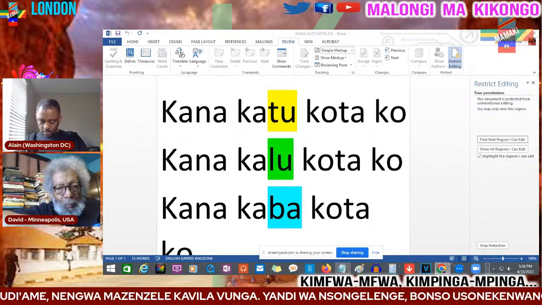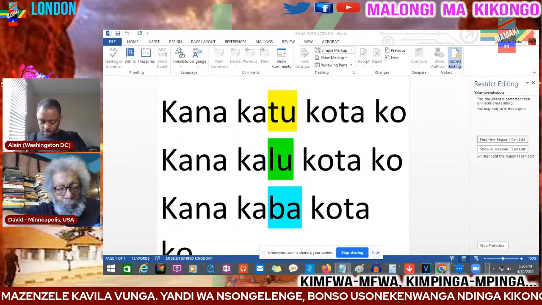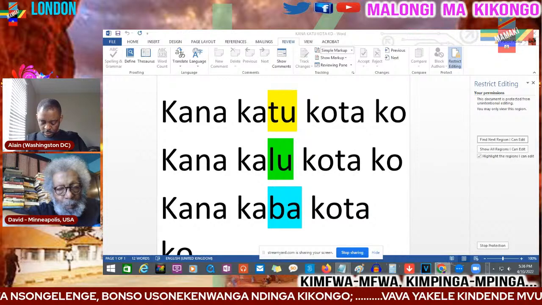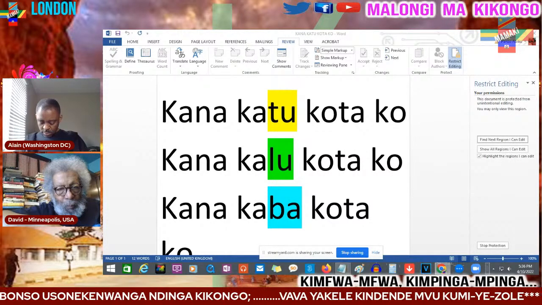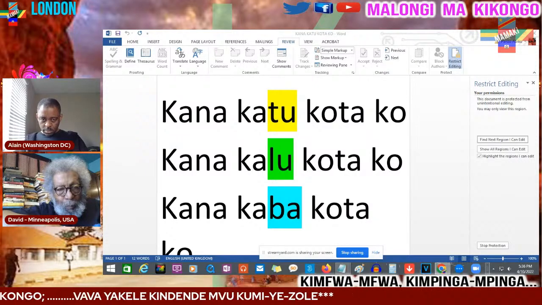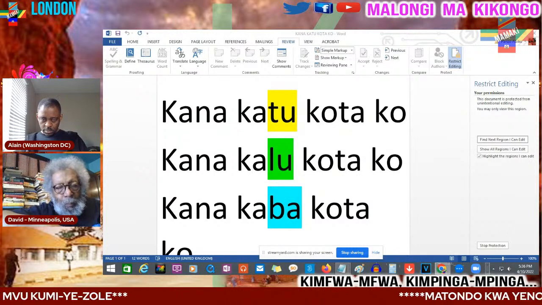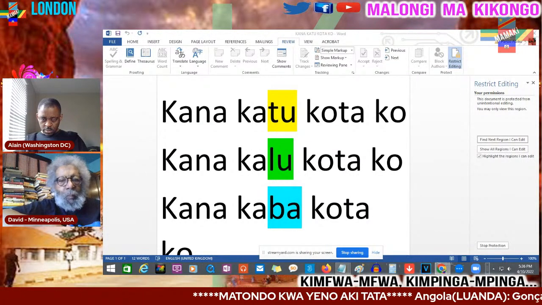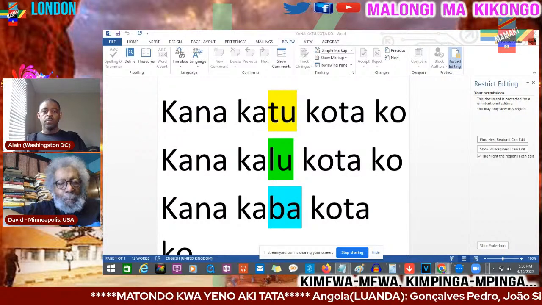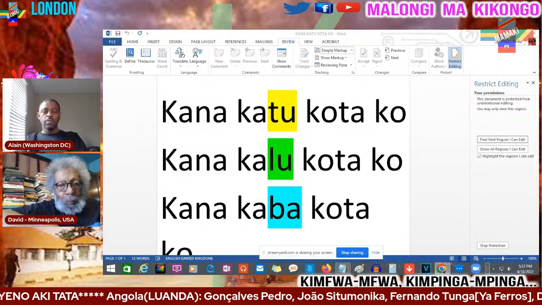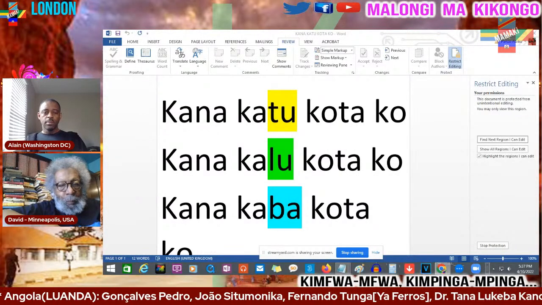Remember, my computer is gone. Ka katukotako. If you make the two tu one word with kota, it helps you understand. The first ka goes with the last one. Double negative. Yeah, I got it. Katukotako.